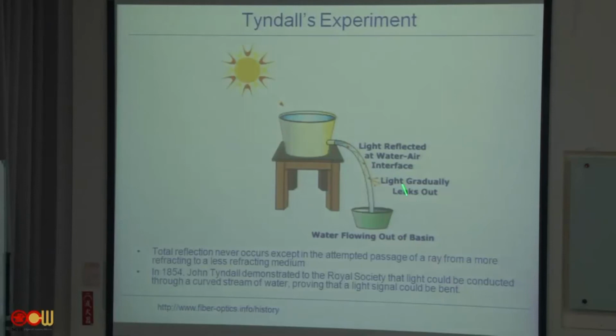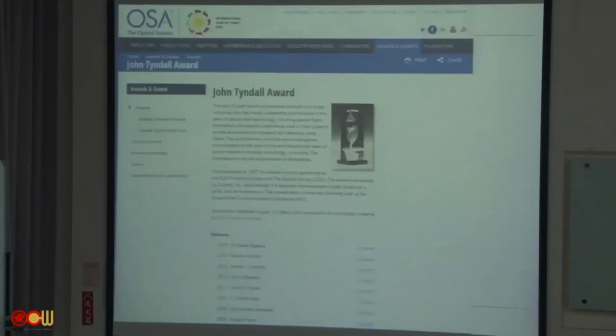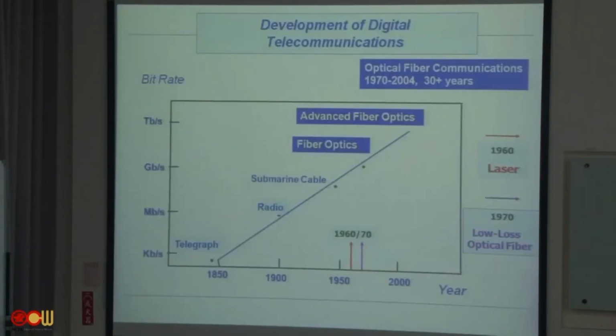So this is the Tyndall experiment. A long time ago, people already knew that we can use some form of waveguide to guide the light. Due to higher refractive index and lower refractive index, the light can be guided in this kind of material. But Professor Charles Kao thought that we can use glass. This is his contribution.